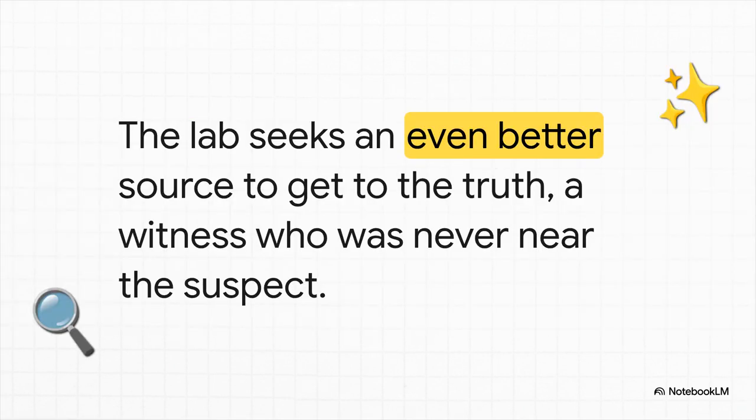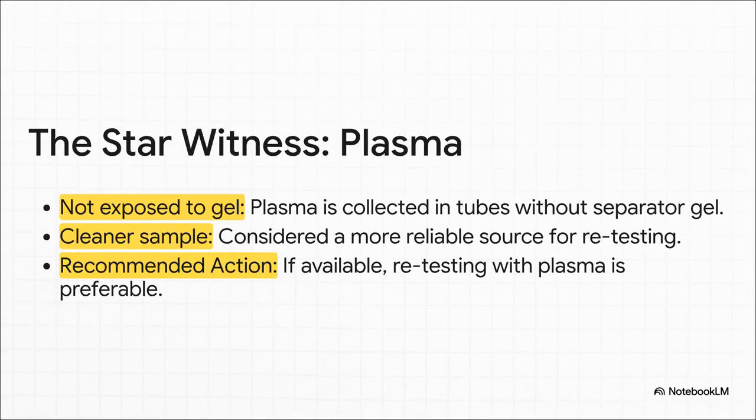But here's the thing. Even after all that, it's not always 100% certain. The lab knows there's an even better way to get a clear-cut answer. They need a witness, a reliable witness who is never contaminated by the suspect. And that star witness, it's a plasma sample. If the lab is lucky enough to have a plasma sample from the same patient collected at the same time, that's the key that unlocks the whole case.